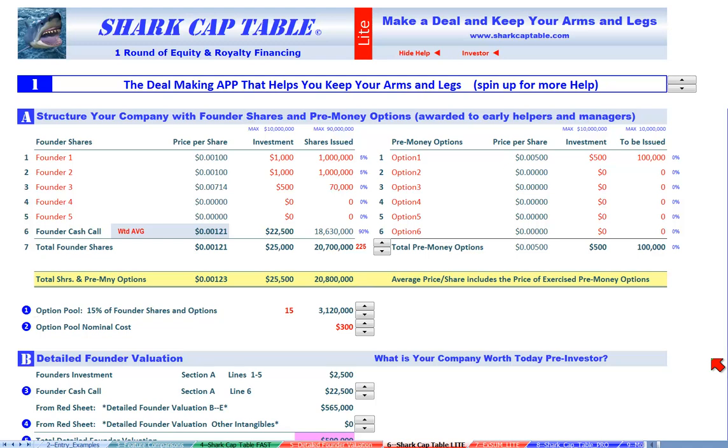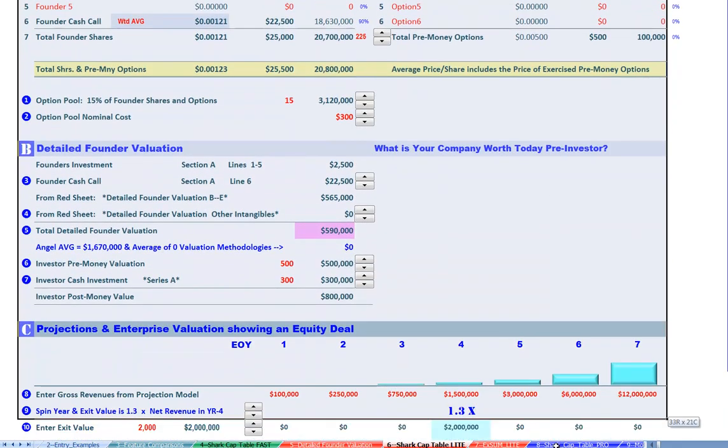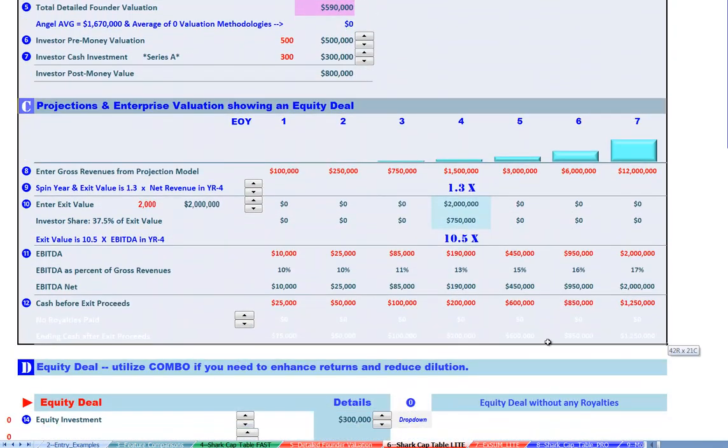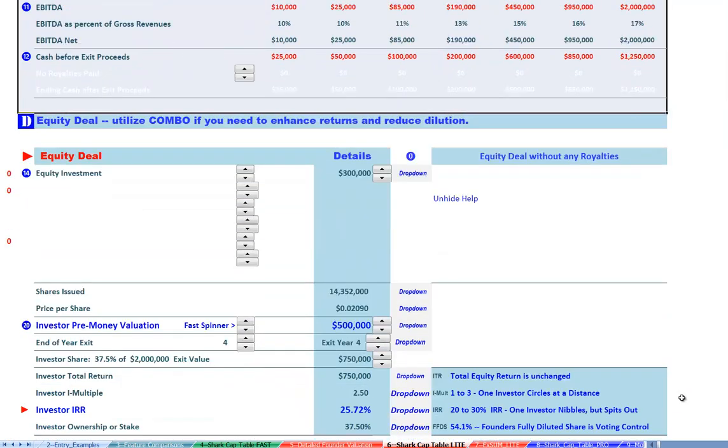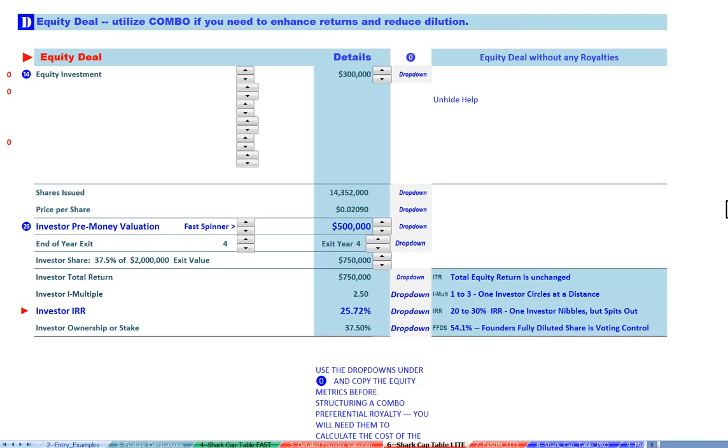This tutorial is about the art and science of utilizing royalties as a method of funding and the effects that royalties can have on dilution and investor return. We have used the same data from the prior tutorial, so all of it is the same, all the way straight down right through section C. Now we are going to scroll to section D, which is where we do our magic.